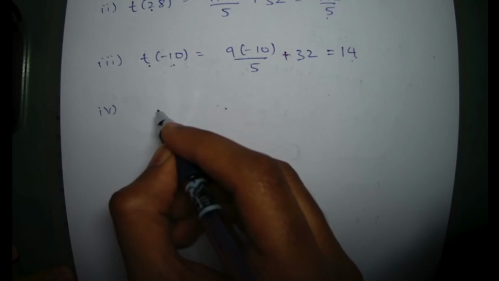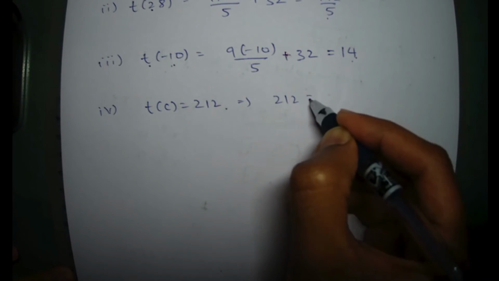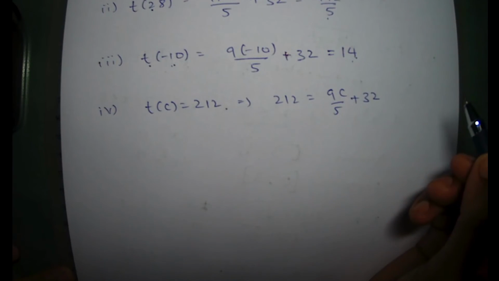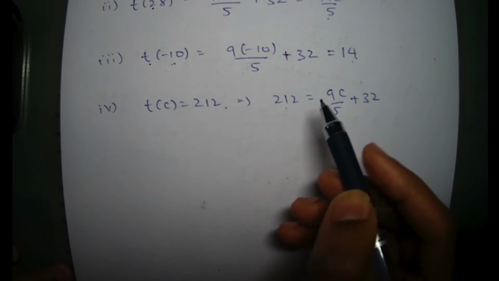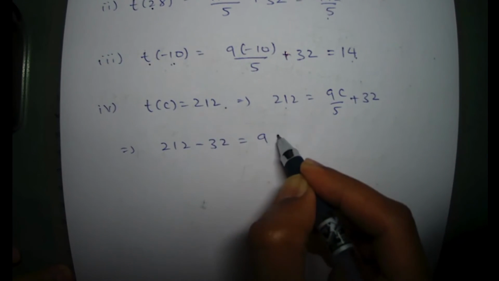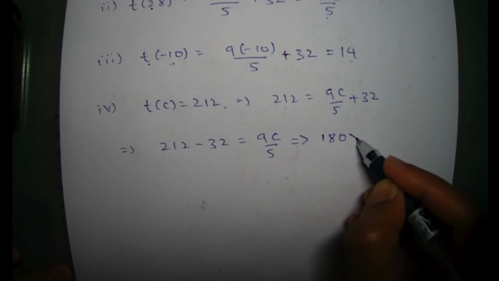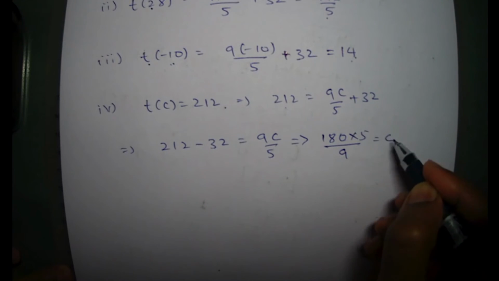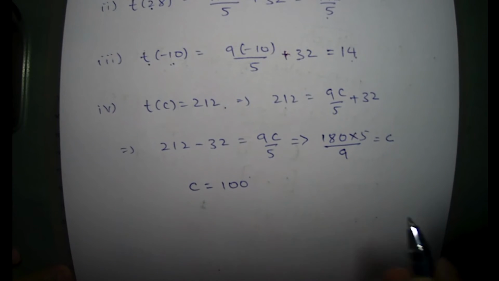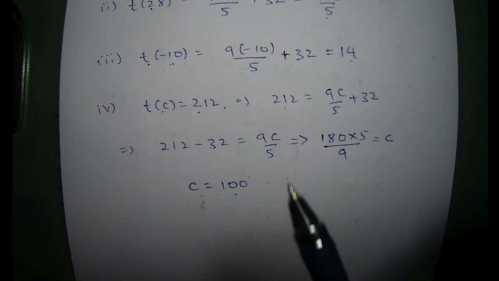And the fourth one is when T of C is equal to 212. This is nothing but 212 is equal to 9C by 5 plus 32. So we have to find the value of C which gives 212. If we solve this, we get 212 minus 32, which is equal to 9C by 5, which is equal to 180 into 5 by 9 is equal to C. Once we solve this, we get that C is equal to 100 degrees Celsius. So when C is equal to 100, we get T of C as 212.